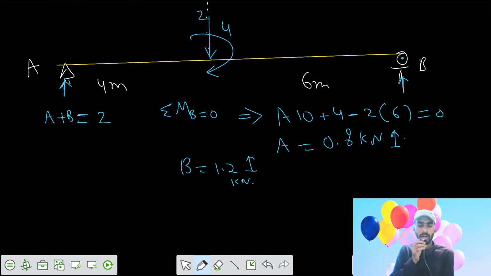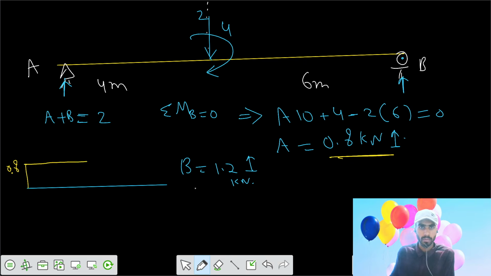Now we have to plot the shear force and bending moment diagram. So let's say this is your reference line. Here we got the shear force value equals 0.8. Then there is no change, there is no loading intensity up to the point C. So we have a constant shear force diagram of 0.8 kilonewton.